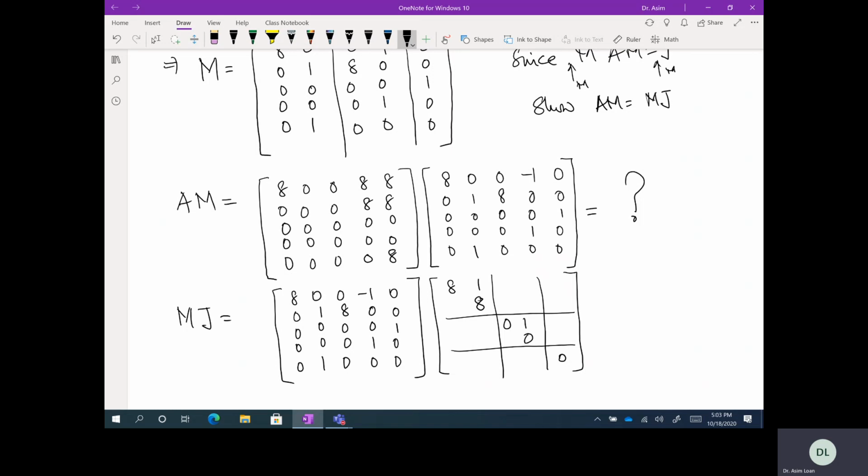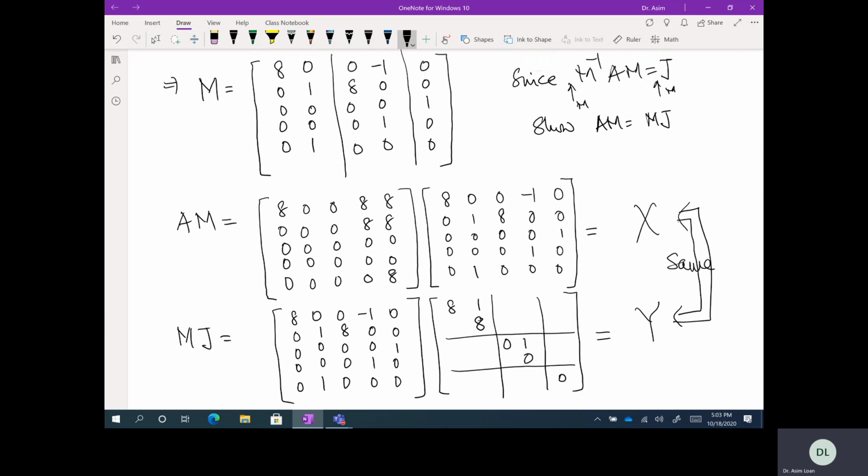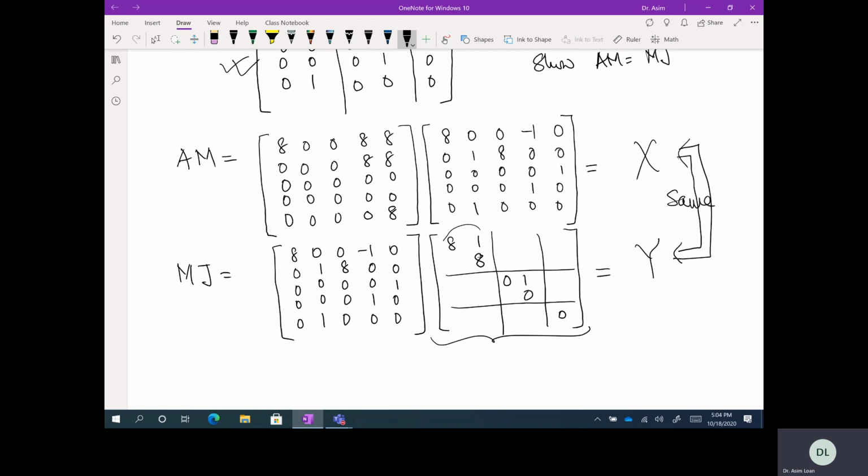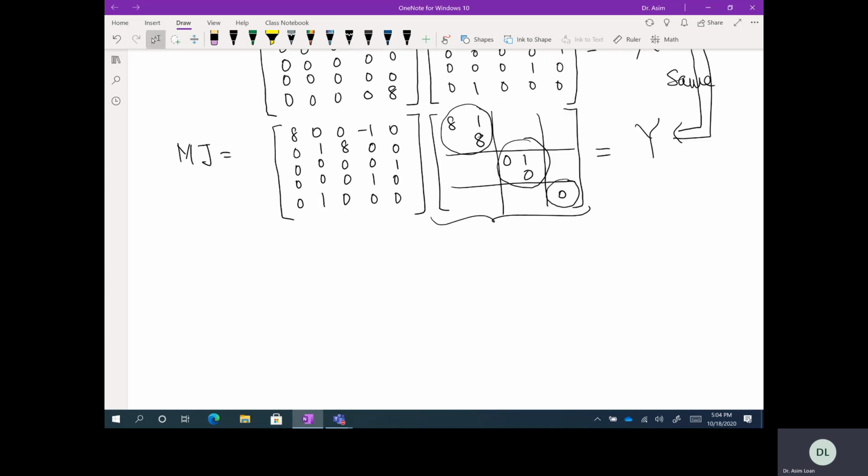Okay, so if you multiply this out, maybe this is some X, this is some Y, and you're going to see that these two are equal, same. So this M will give us this Jordan form. So one Jordan block of 2 by 2, one Jordan block of 2 by 2, and one Jordan block of 1 by 1. So let me do another example before we finish this chapter.